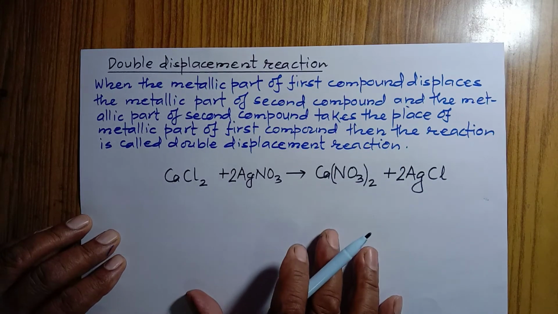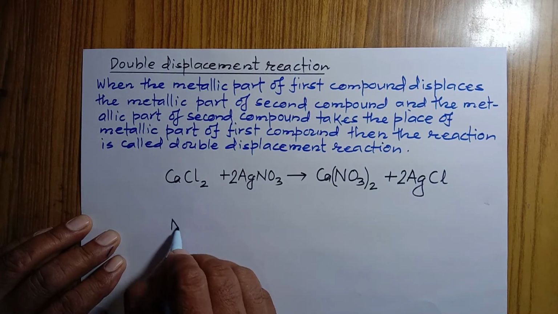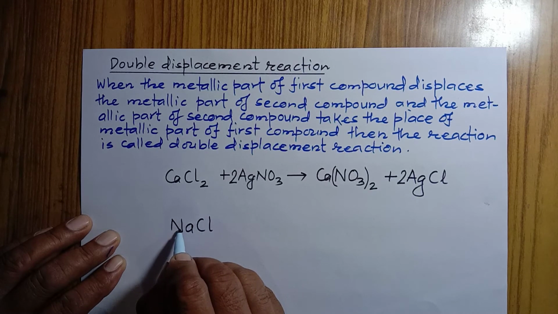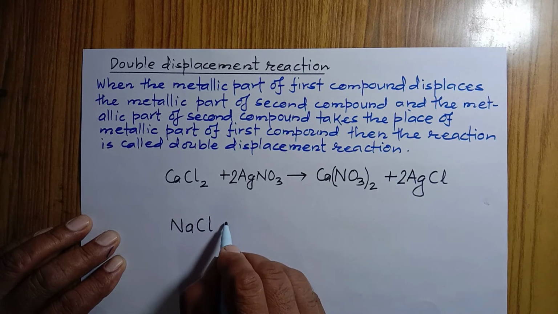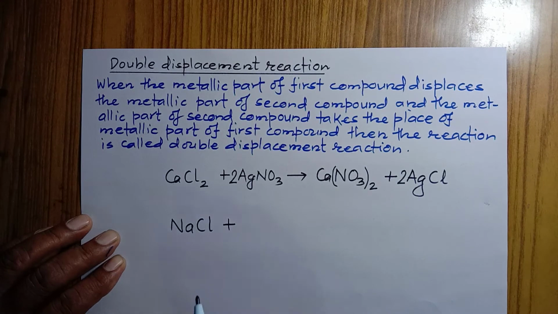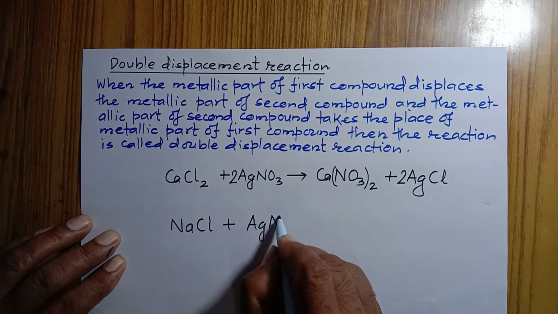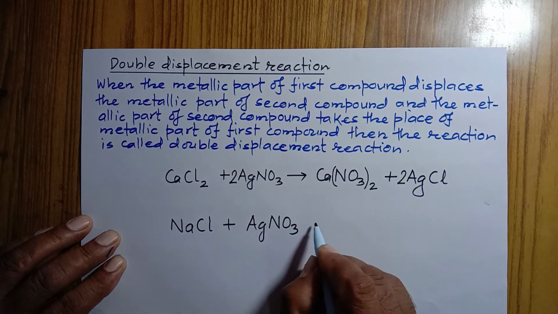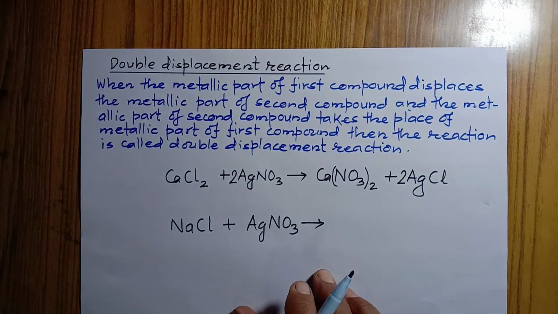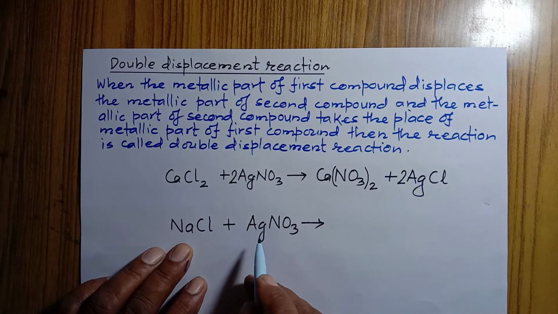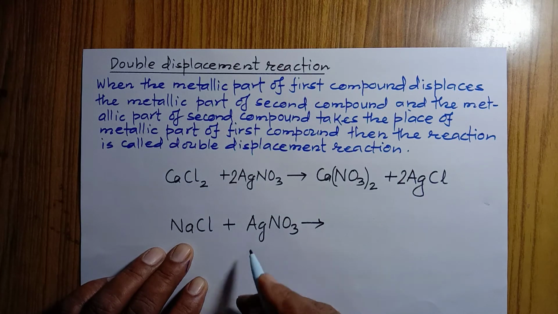Now let's take another also. Let's take sodium chloride, NaCl, sodium 1, chlorine 1, equal valency, no exchange. And if sodium chloride reacts with silver nitrate, Ag, silver, nitrate, NO3, when they react with each other, then what happens? Now sodium takes the place of silver and silver takes the place of sodium.